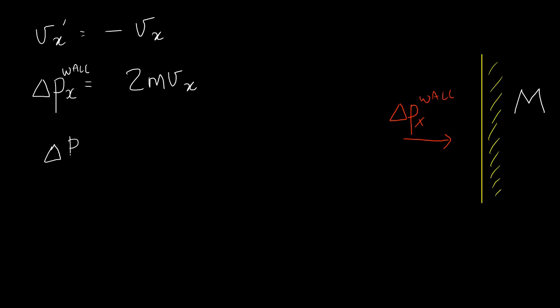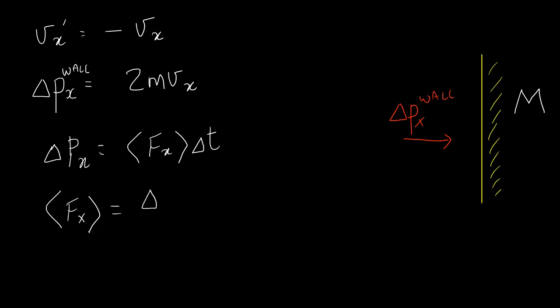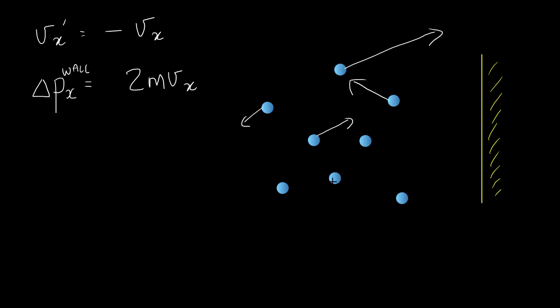Since delta px is equal to the average force in the x direction times delta t, we see that for this one collision, the average force in the x direction is equal to delta px divided by delta t. Thus, each particle exerts a force on the wall during a collision, and there are many particles colliding with the wall every second, so the force adds up and results in a pressure exerted on the wall due to the particles. The particles have a range of velocities and a range of Vx components.